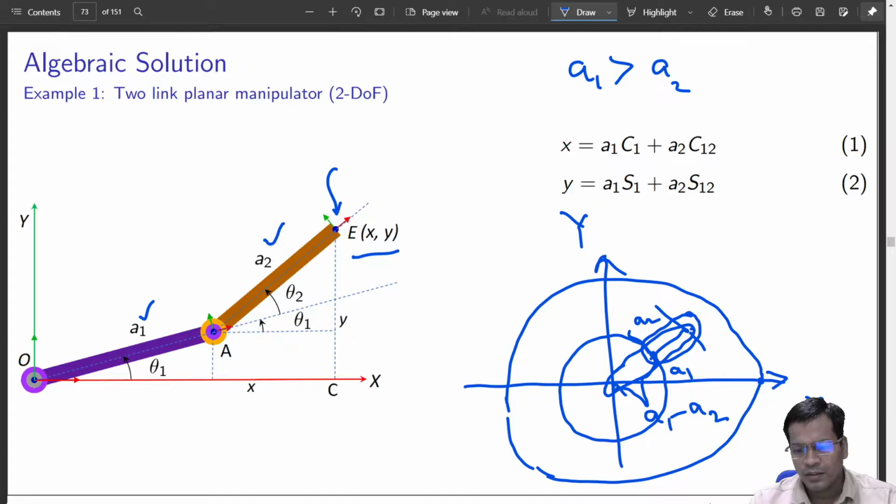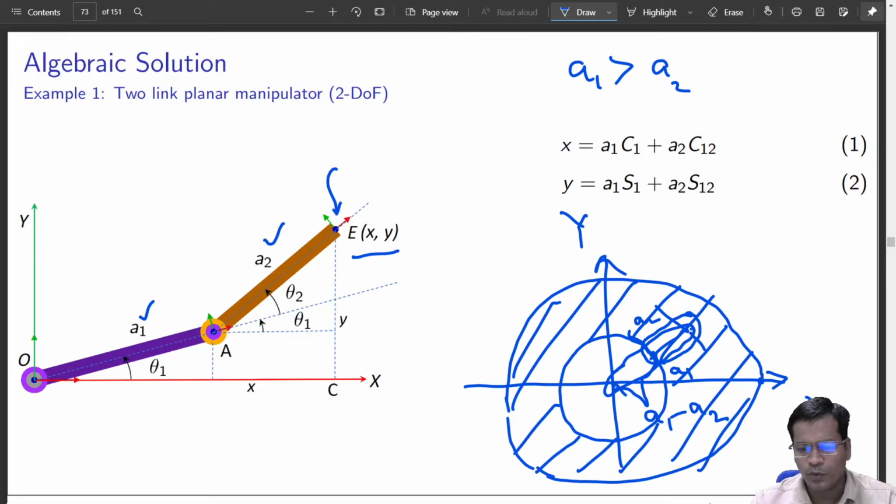That is the minimum x and minimum y. So this is where you can go. The effective workspace is this shaded region. So it is an annular workspace where your robot can go.